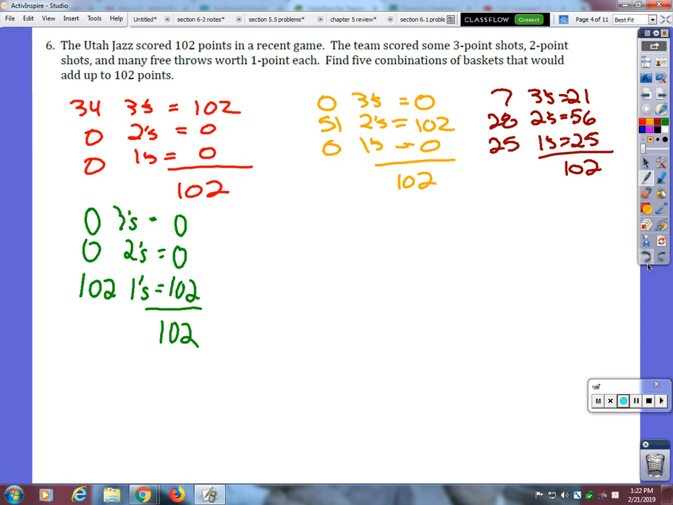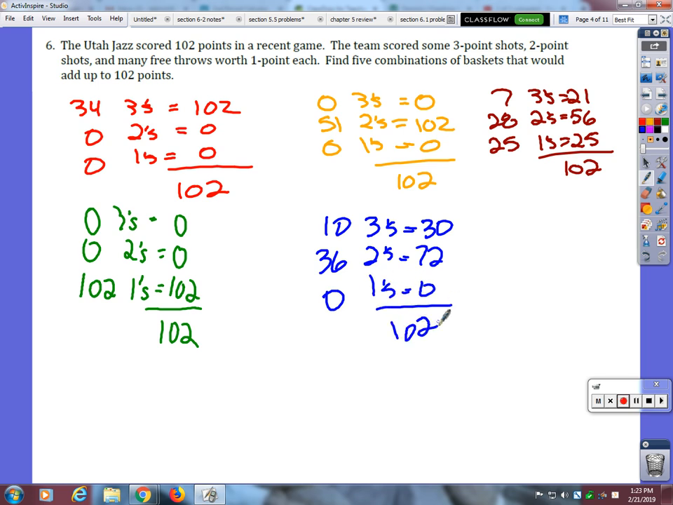Okay, so let's start with Matthew's 10 threes. How many points is that? Okay, so how many points do they have left to score? 72. So now just think about twos and ones that add up to 72. What's 72 divided by 2? 36. So 36 twos, 72 points. Okay.